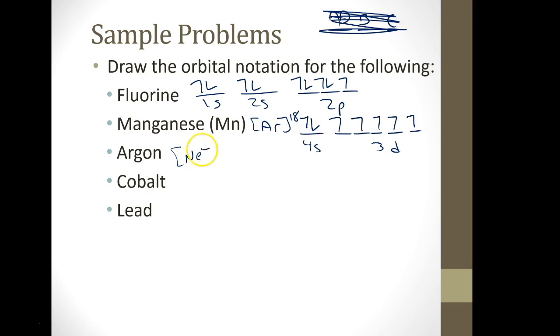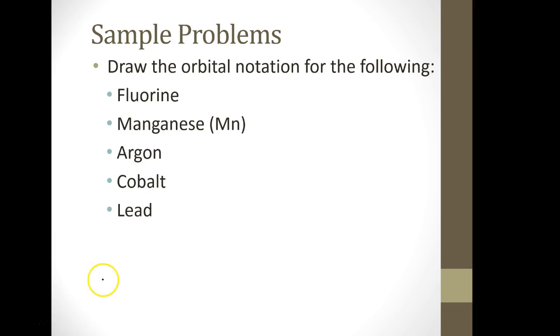Argon is neon, 3s, 1, 2, 1, 2, 3, 3p, 1, 2, 3, 4, 5, 6. This is why noble gases are so stable and they can be used in our shortcut method, because everything about them is completely filled and paired up. I'm going to erase the ink on the slide.